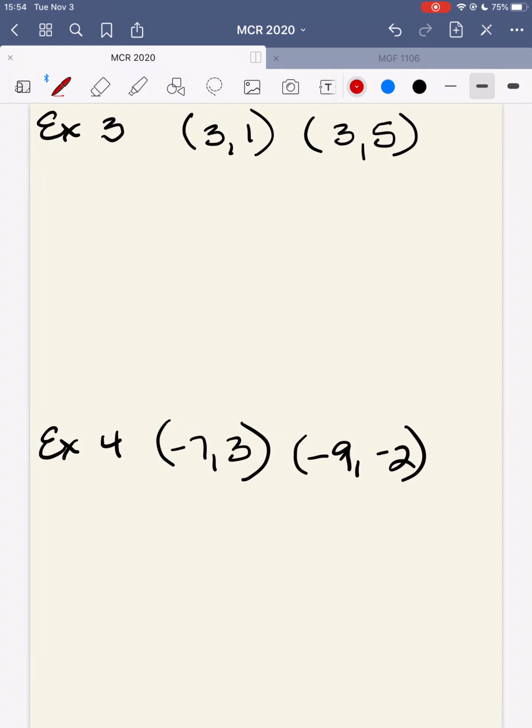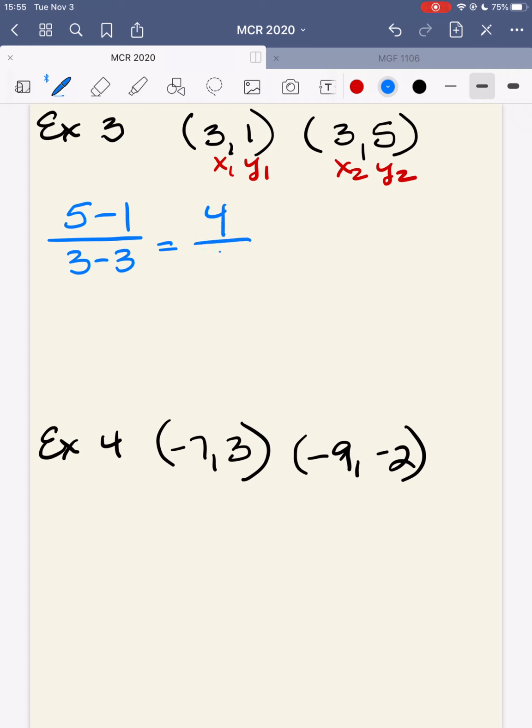Now I totally encourage you guys to try these. Pause the video, try them, and then watch the working out and see if you get the same answer. So these two are both going to be positive. So I have, make this x1, y1, x2, y2. I'm really not worrying about it. All right, so my y2 is 5. My y1 is 1. None of these numbers are negative. I don't have to worry about signs too much. x2 is 3. x1 is 3. This gives me 4 on the top. 3 minus 3 is 0.